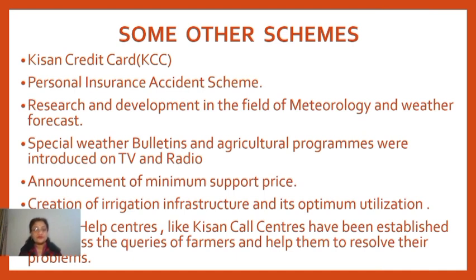Then next is special weather bulletins and agricultural programs were introduced on TV and radio. Yes, several programs were made just for this purpose, so that we can provide information to the farmers about what type of crop they should grow and what they should do to get a better production out of it. Even regarding the insurance schemes, they were provided proper information because they were not knowing about it. Many of the farmers were not at all aware about all these things. So these programs were specially meant for this purpose.